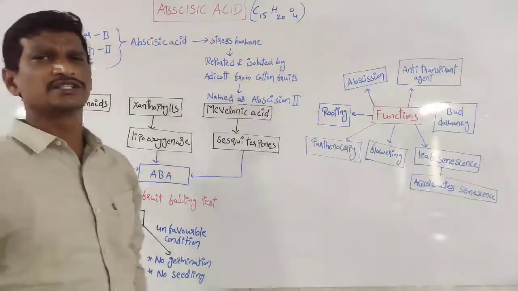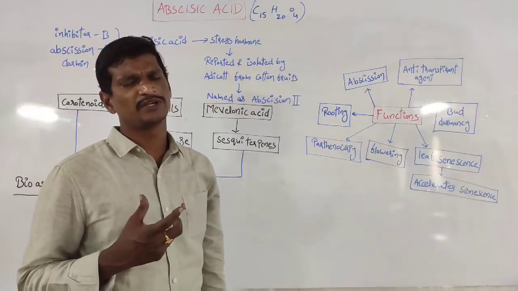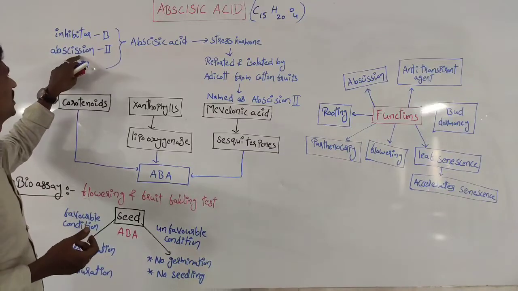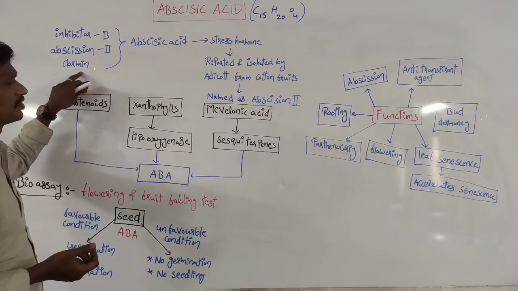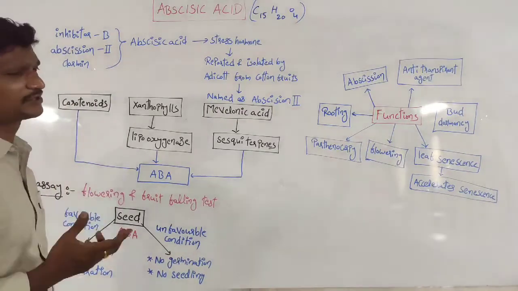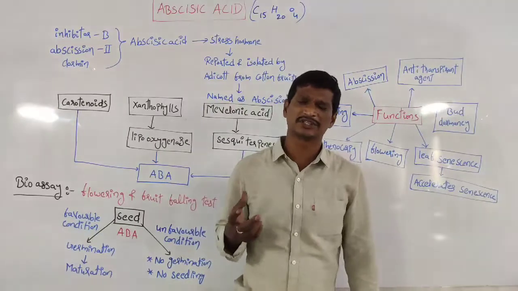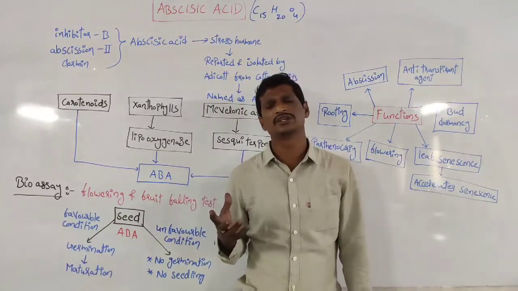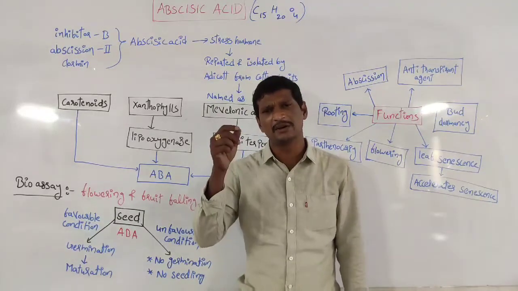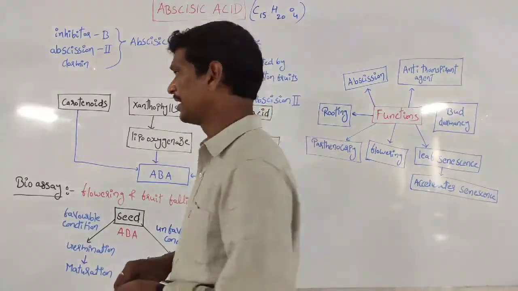We know ethylene is one of the growth-inhibiting phytohormones. Abscisic acid is also a growth-inhibiting phytohormone. So here, inhibitor B is the first name, and next is abscission 2, and next is dormin 2. So these are the very first names of abscisic acid. Later, the scientists who did research on abscisic acid first concluded this is the main hormone to form the abscission layer.